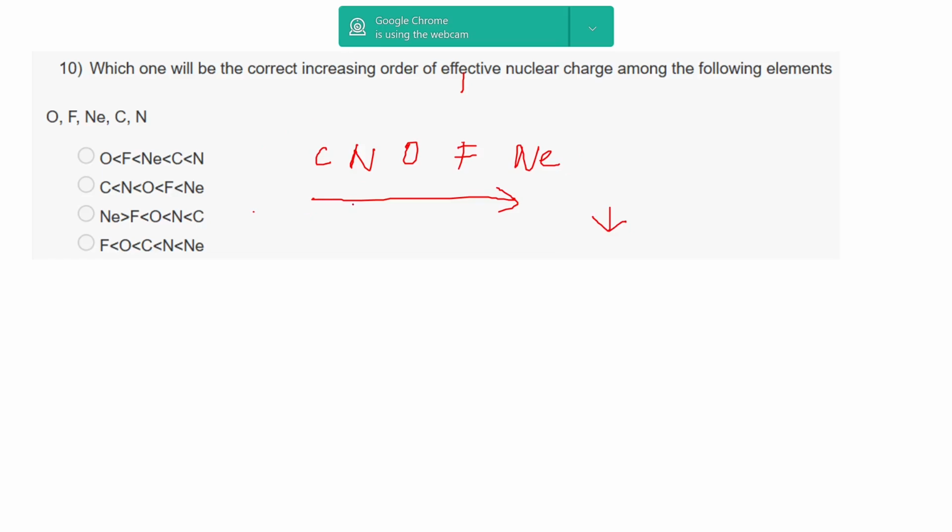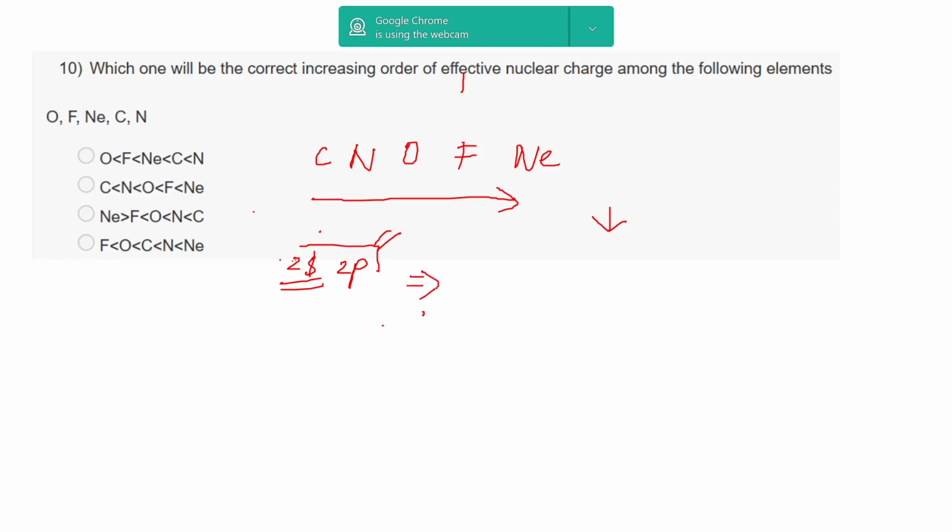So we already know that. Why is the size decreasing from left to right, from carbon to neon? The reason is there is only one shell here, the second shell. So we have 2s and 2p here, and all the electrons are added to this 2s 2p. Carbon is 2s2 2p2, nitrogen is 2s2 2p3, and so on, and neon will be 2s2 2p6. So the extra electron is added to the same shell, and because of that the number of shells is not increasing.